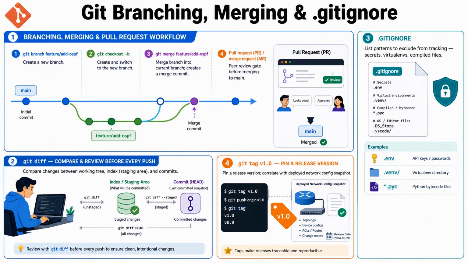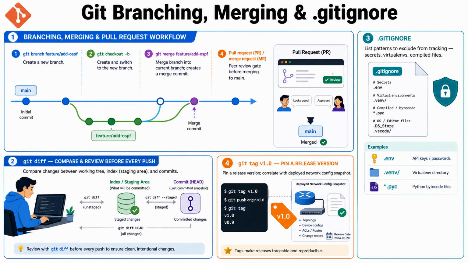Any commits you make here are completely isolated from main. Your teammate's main branch is unaffected, production scripts keep running, and you can experiment freely. When the feature is finished and tested in a lab, you switch back to main with git checkout main and git merge feature/add-spf. Git creates a merge commit that combines both histories.